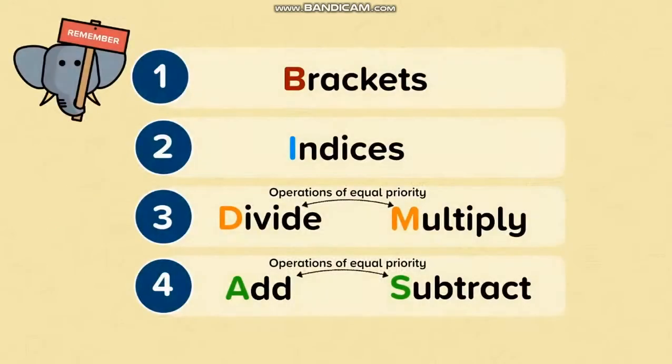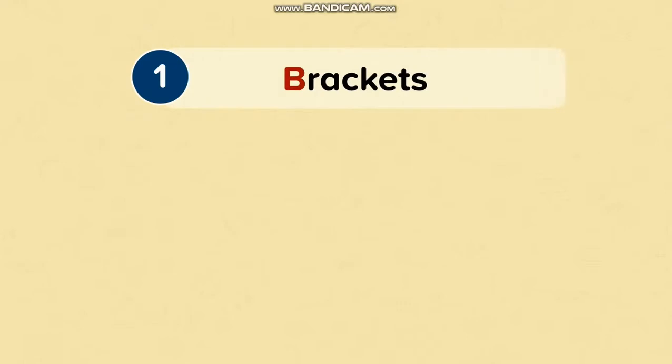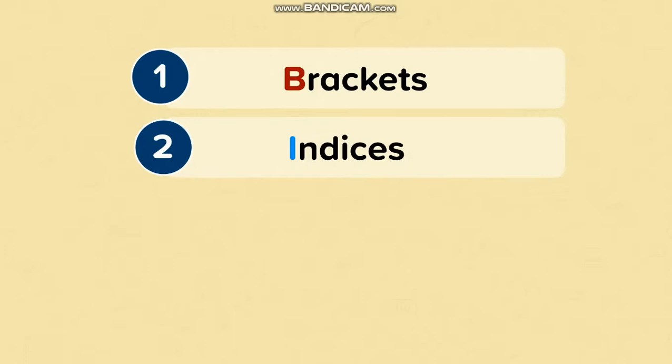A good way to remember the order of operations is by thinking of BIDMAS. Each letter in the word stands for an operation. In BIDMAS, the first B stands for brackets. You'll solve the operation inside the brackets first. The next part of BIDMAS is an I for indices. This is what we'll be focusing on in this nugget, particularly squaring and cubing numbers.